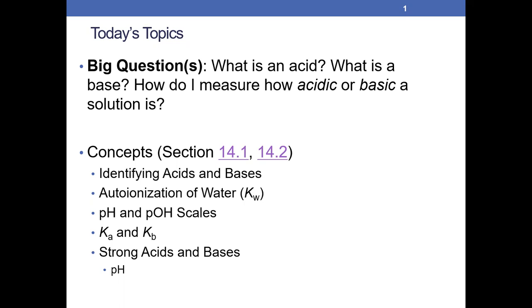Then we'll end class today talking about strong acids and bases. Typically we don't refer to them as being in equilibrium, and therefore the calculation of their pH is a little bit more straightforward. So that's where we're going today.